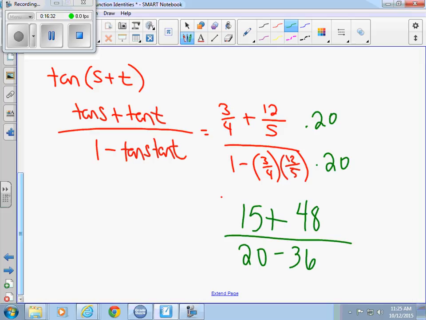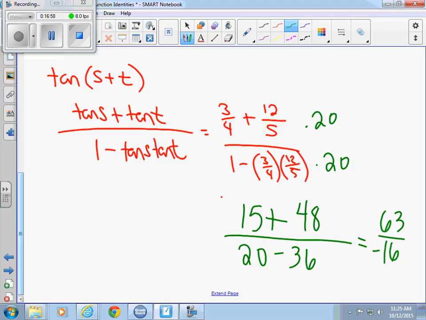Or you can get common denominators. As long as you get right answers, I don't care. Okay. Add these together, you get 63 over negative 16. Any questions about that?